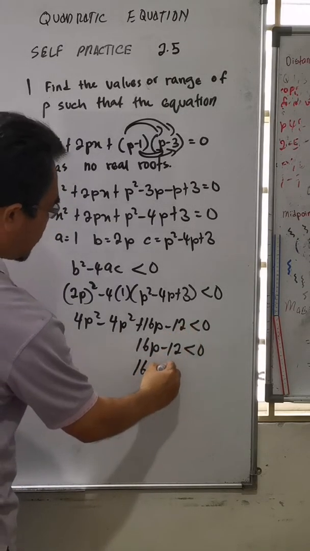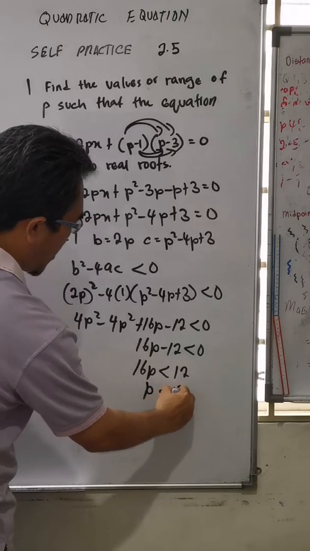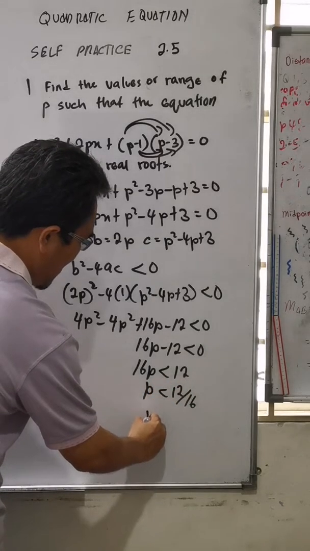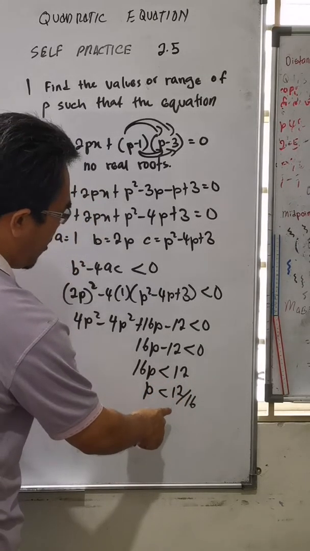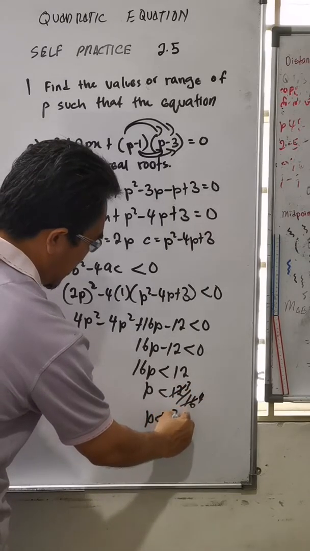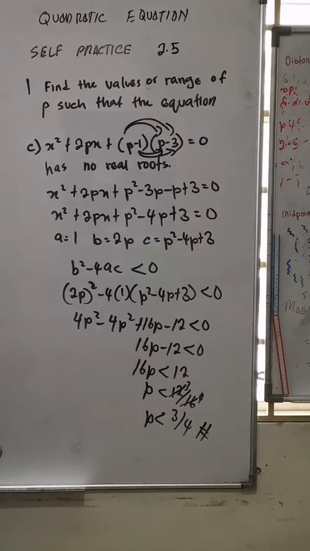16p, I move that negative 12, less than 12. So p less than 12 over 16. Press the calculator. This is the multiplication of 4, 3 and 4. So 3 over 4. So p is less than 3 over 4.